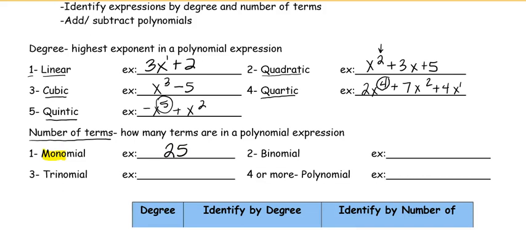If we have a binomial, bi means 2. Think about riding a bicycle. That would mean we have 2 terms. We have one term here in x, one term here in 2. And notice how they're separated by an addition or subtraction symbol. A trinomial, tri meaning 3, has 3 terms. We have x squared plus, let's say, 3x plus 2. We have term 1, term 2, and term 3, again separated by an addition or subtraction symbol.